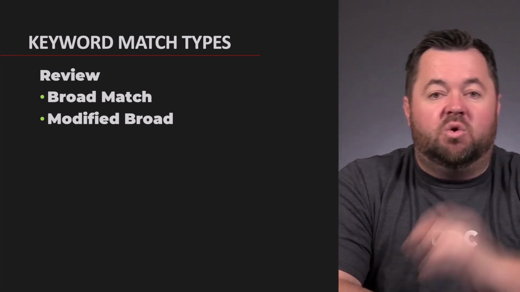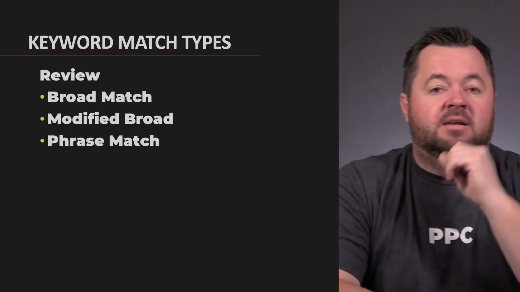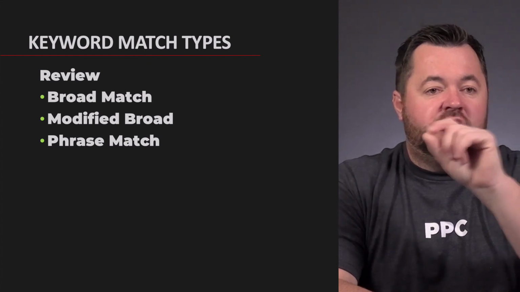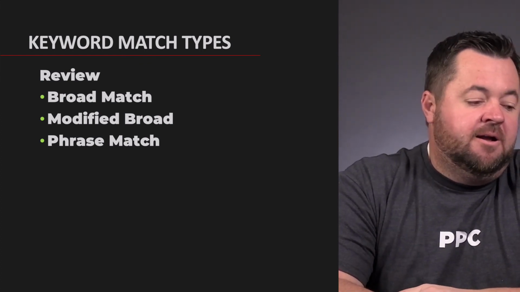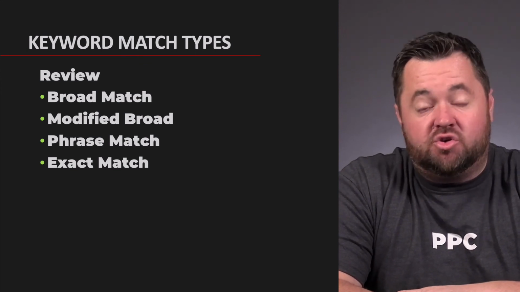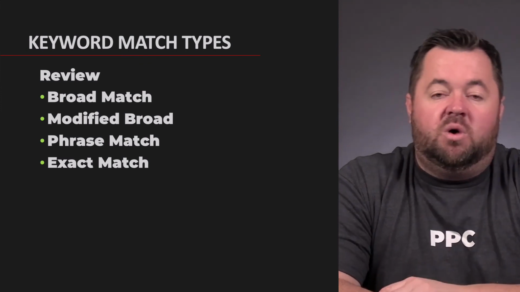But the majority is going to be phrase match, where the keyword phrase is closely related. It's in that phrase in the way that you want it in there, and there's just a few words that have been appended on there. And exact match, again, is the best way. That's the highest quality. That's how you control and make sure that you are getting the click that you want.